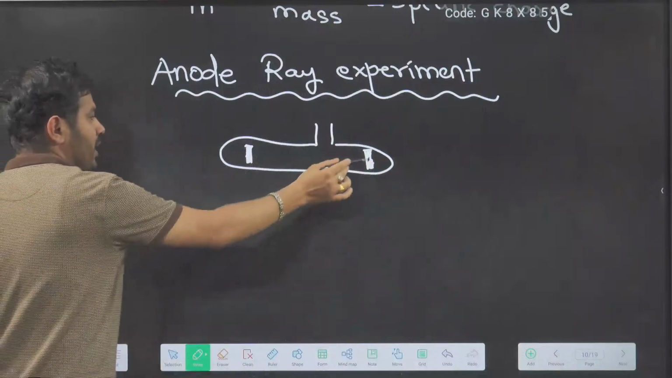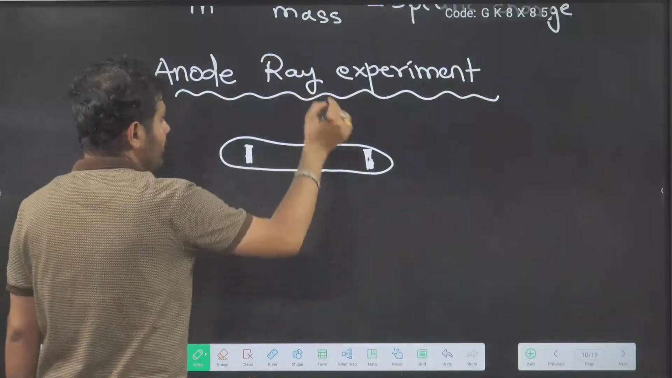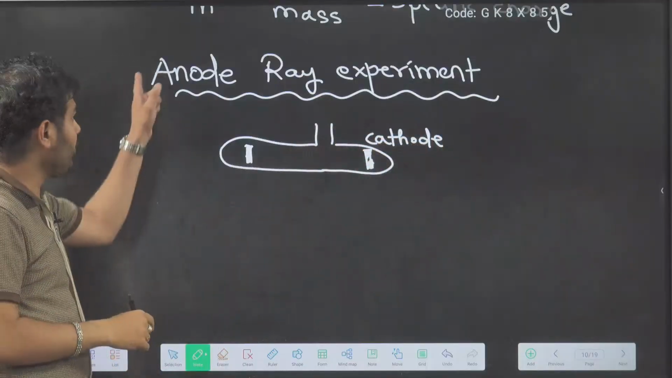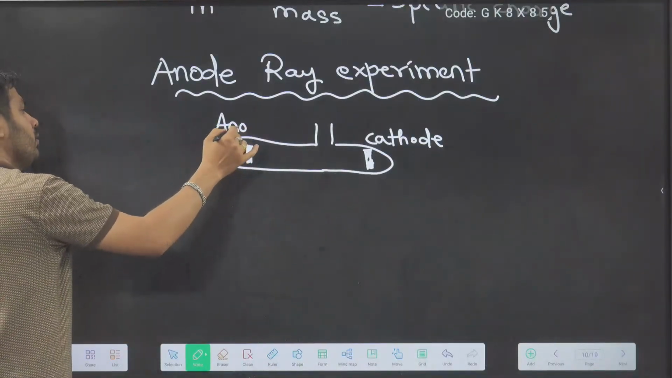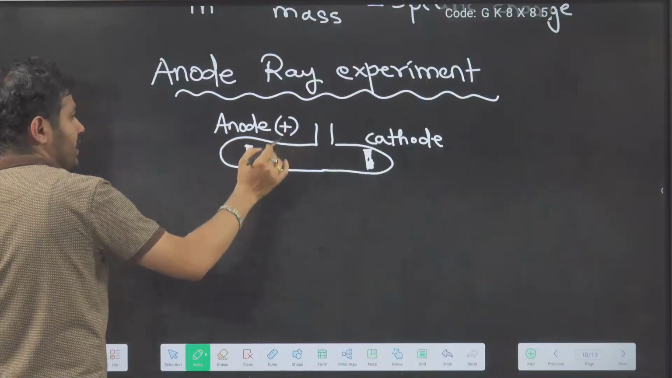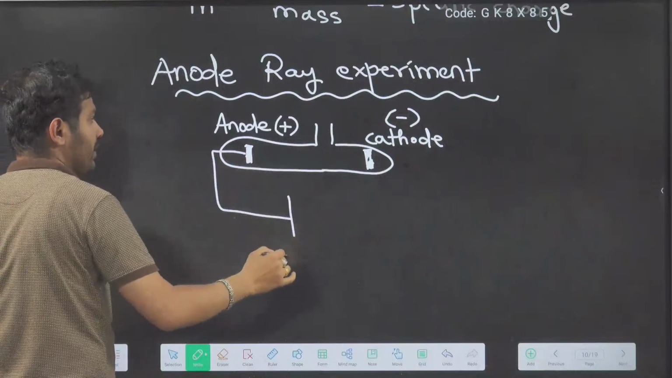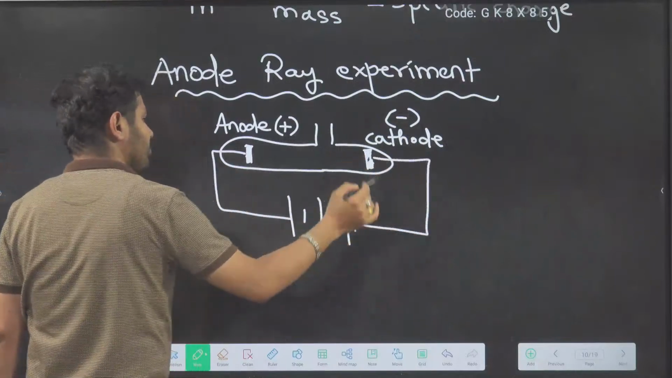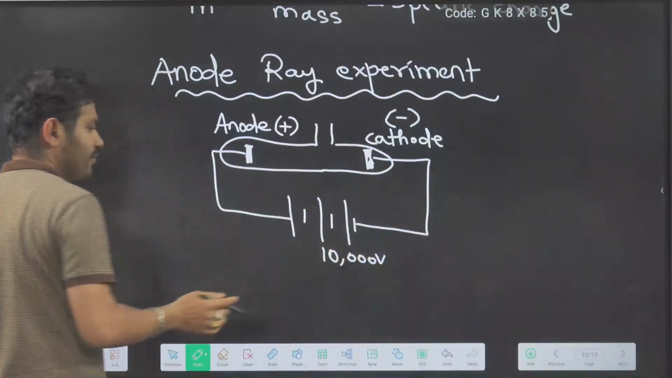Right? Here we have made a hole. You can see here is the hole. Now the hole will be there in the cathode in this experiment. In the anode experiment, in the cathode the hole will be there. And this side we have the anode. Anode means it has positive charge and the cathode means it has negative charge, and they are connected to the external battery like this, and we are supplying a high voltage of 10,000 volt, and everything else is similar.